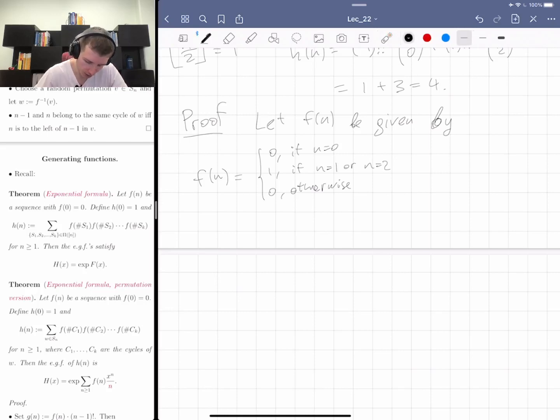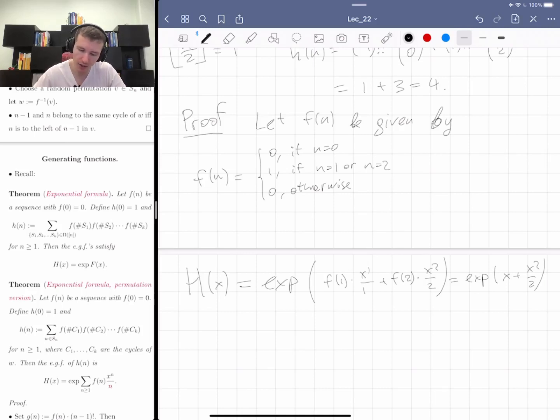so in particular I have to compute this generating function here. So h of x is equal to the exponential of f of 1 times x to the 1 over 1 plus f of 2 times x to the 2 over 2, and that's it. So that's the exponential of x plus x squared over 2. Okay, now I want to expand this as an explicit series. The easy way to do this is to observe that the exponential of a plus b is equal to the exponential of a times the exponential of b. This is the exponential of x times the exponential of x squared over 2.